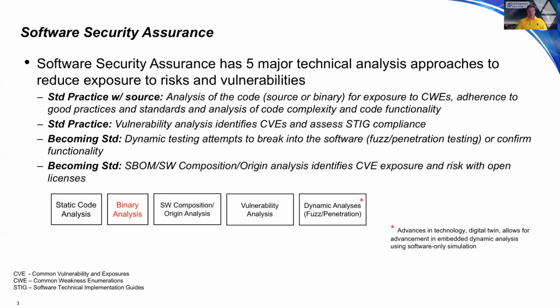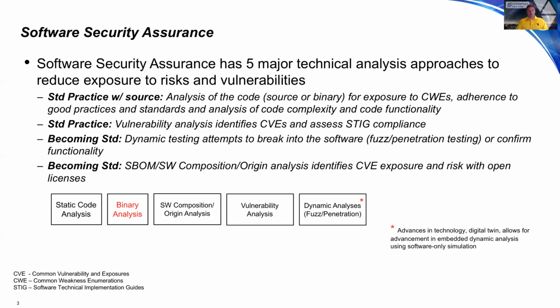So another thing that's becoming standard, but is not quite adopted across the community yet, is your software bill of materials, SBOM, software composition origin analysis, to help identify the components within your software and look for CVEs as well as any open source licenses that may put you at risk. So this is the 5 areas where I would break down software security assurance.